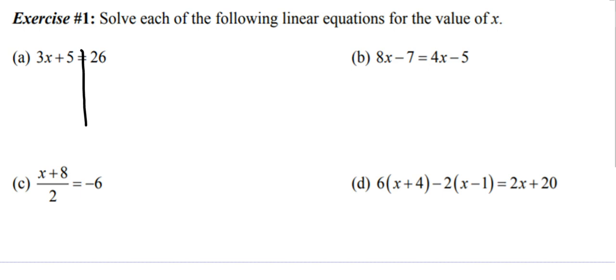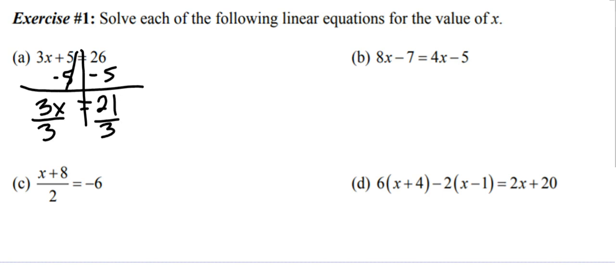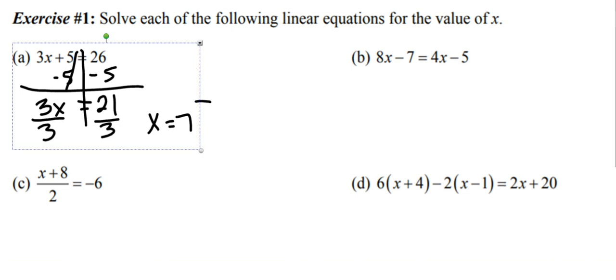So to do that, I have to do the inverse operation. It's plus 5, so I'm going to subtract 5 from both sides. 5 minus 5 cancels out to 0. Bring down my 3x equals 26 minus 5 is 21. I'm going to divide both sides by 3. X is going to equal 7.